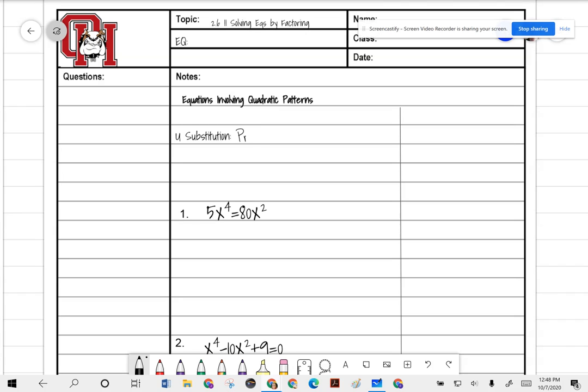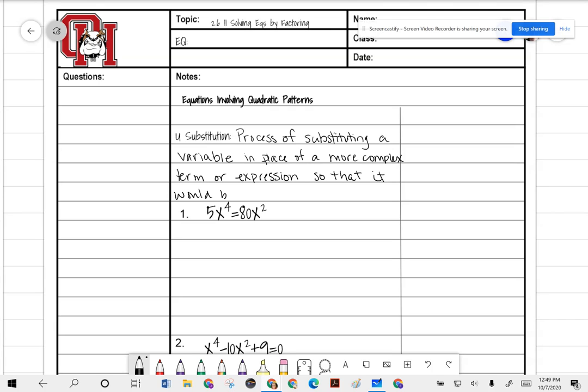So it's basically the process of substituting a variable, which is typically U, in place of a more complex term or expression, so that it would be easier to solve or simplify.